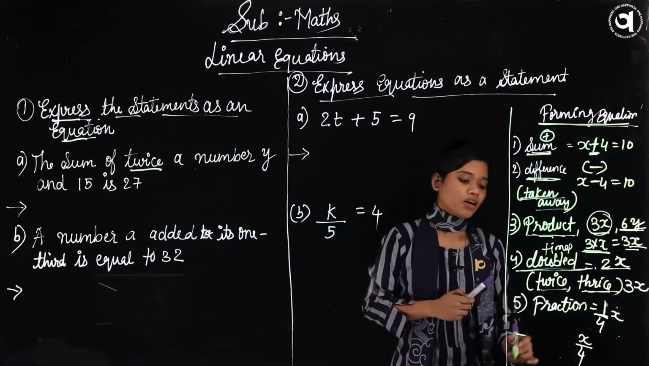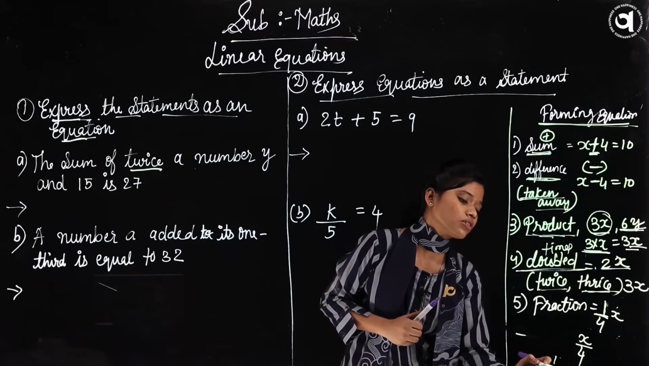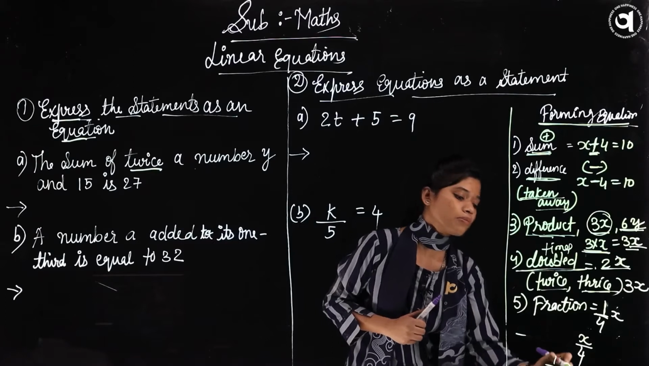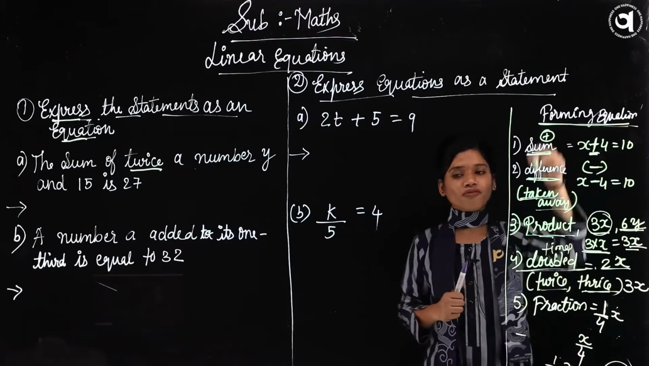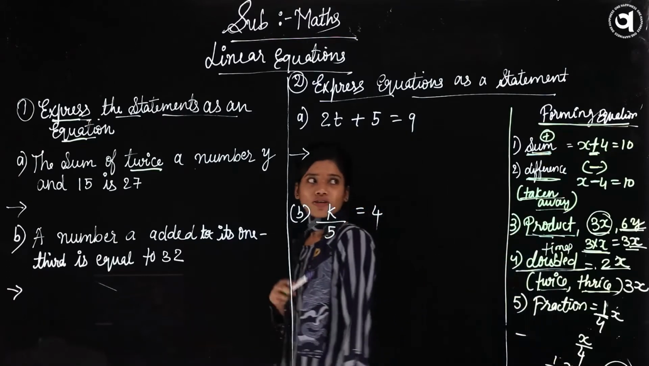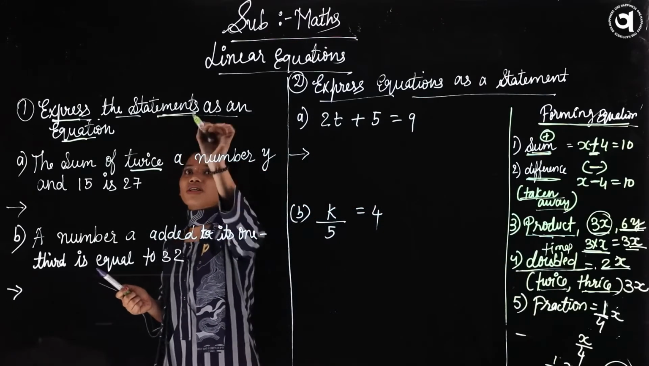The second may be 1/2 of a number, so we can write that as x upon 2. So these are some equation-forming examples. Based on this, we can solve equations here.